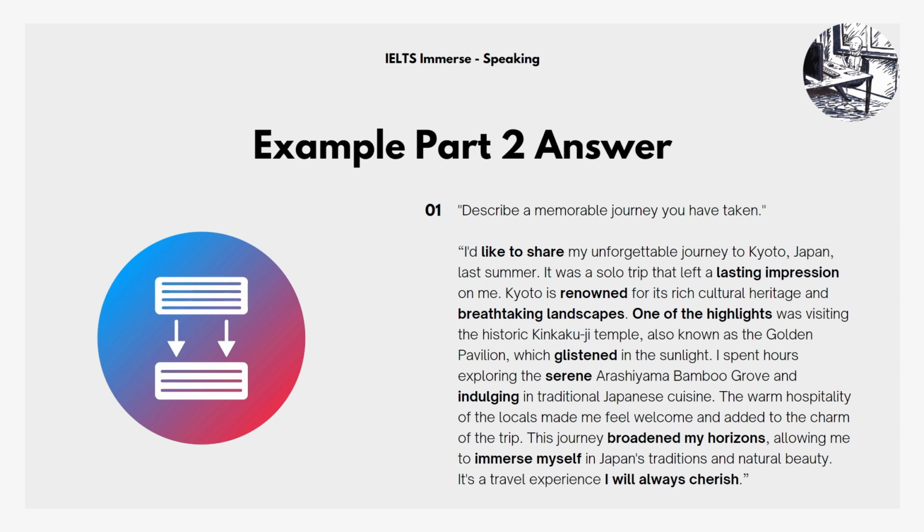At the end, I've talked about how the journey broadened my horizons, it allowed me to immerse myself. It's a travel experience I will always cherish. It's a nice final sentence just to relate and bring it back to the question. It's talking about a memorable journey, and the last sentence is talking about why you will always cherish it.